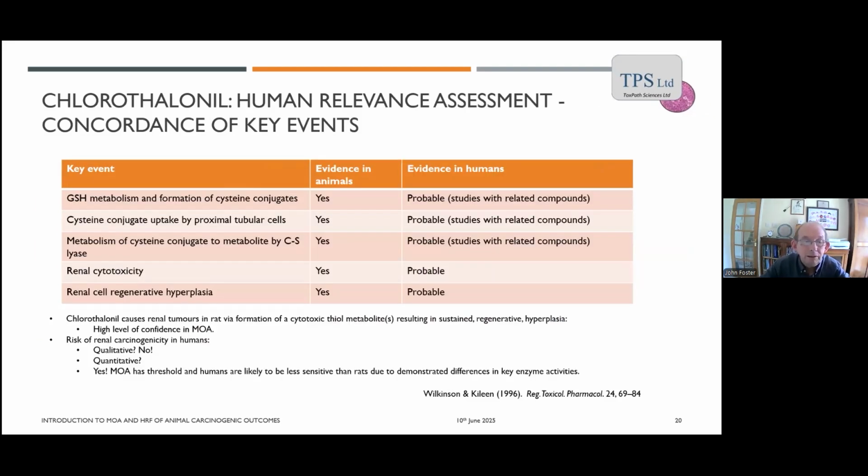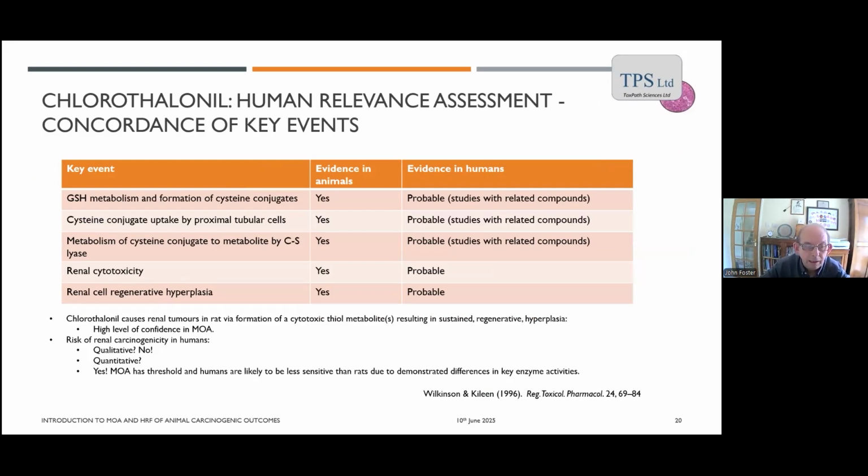So human relevance, GSH metabolism, evidence in animals, yes, and probably we thought it would be relevant in humans. Cysteine conjugate uptake, yes, probably. Metabolism to cysteine conjugates, probably in humans again. Renal toxicity, we thought probable. We didn't have evidence, but we knew the enzymes were expressed there.